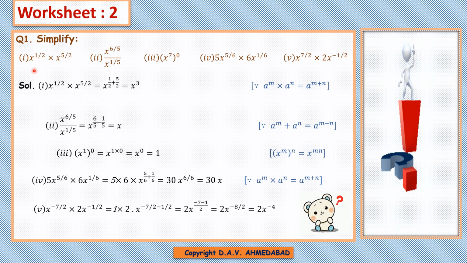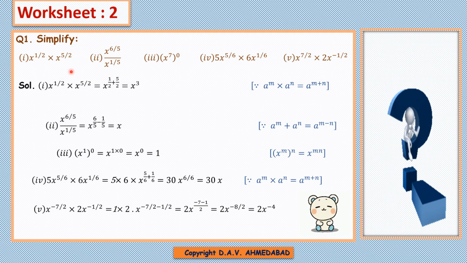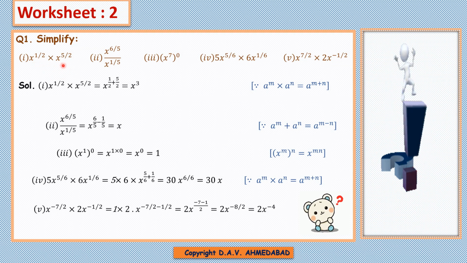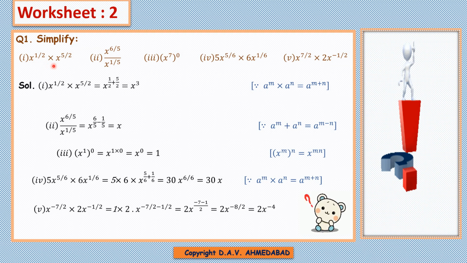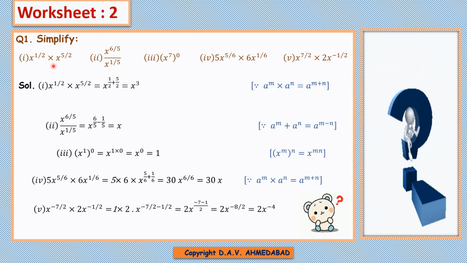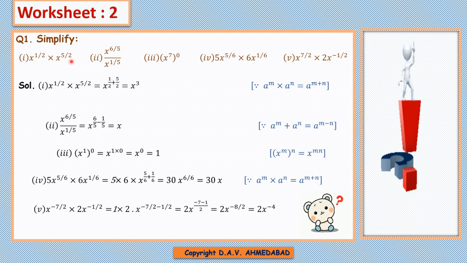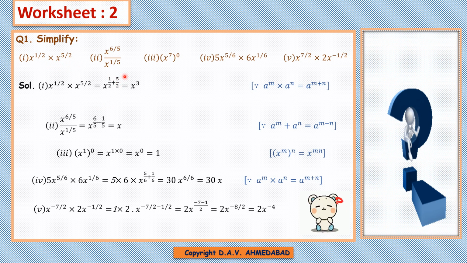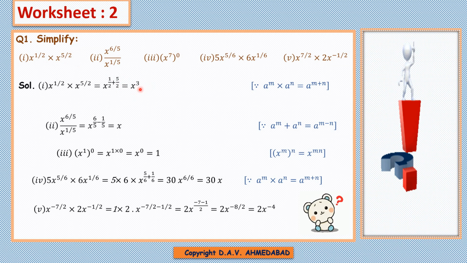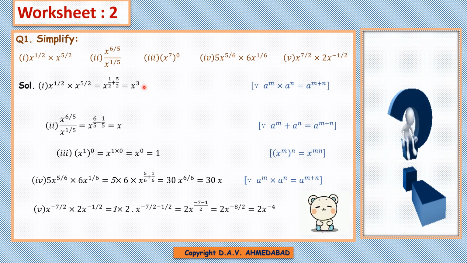First number is x raised to the power 1 by 2 into x raised to the power 5 by 2. Children, bases are same and numbers are in multiplication. So what will you do? Yes, we will add the powers. So 1 by 2 plus 5 by 2 is 6 by 2 and 6 by 2 is 3. So answer will be x raised to the power 3.